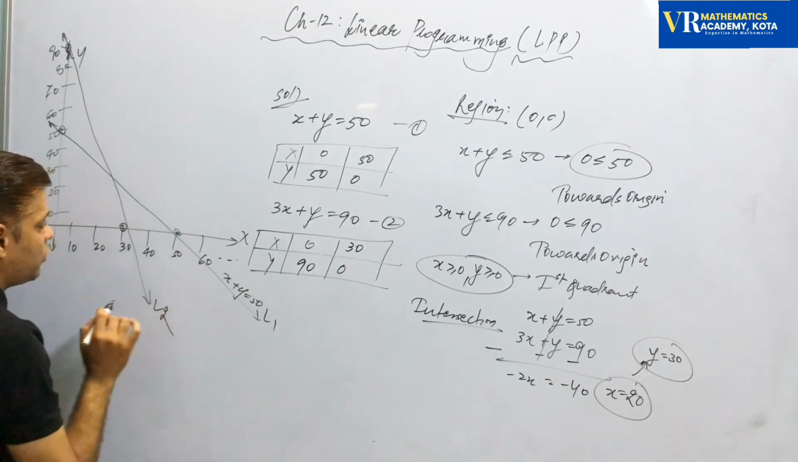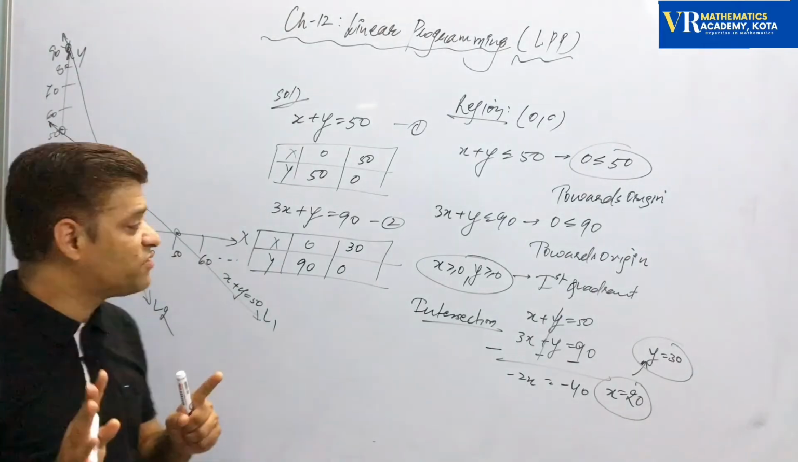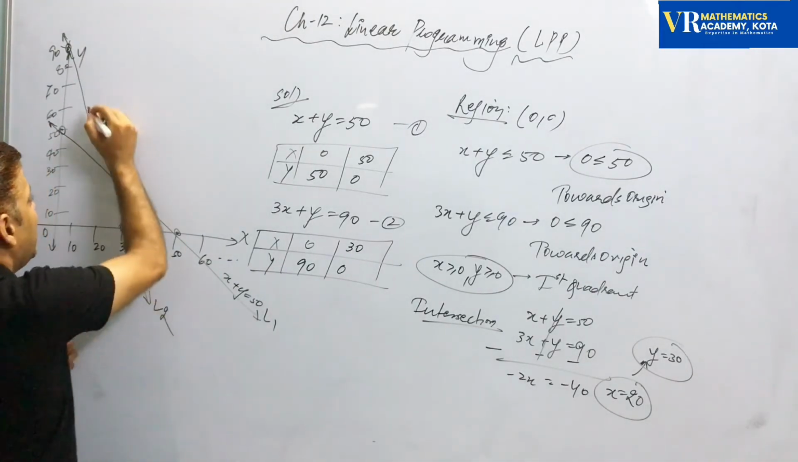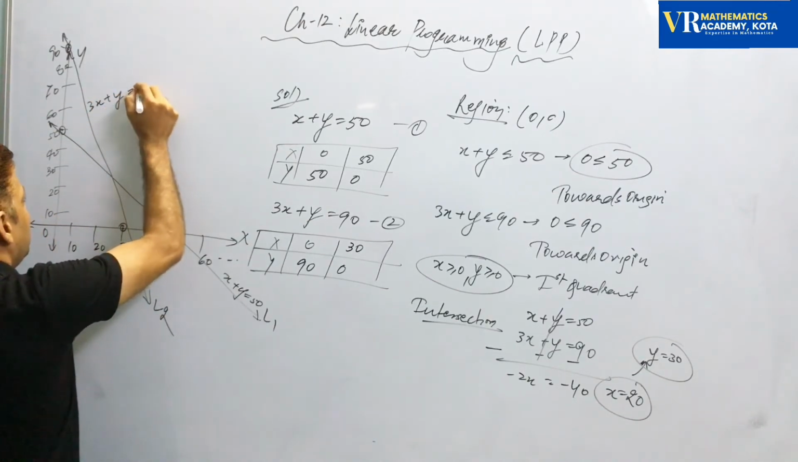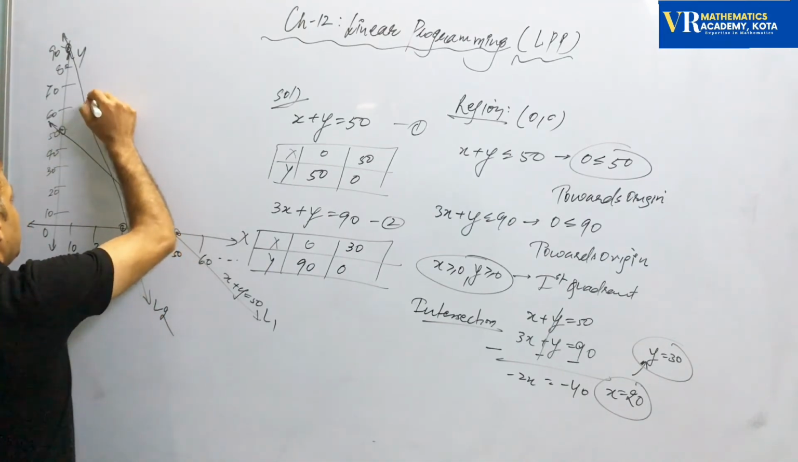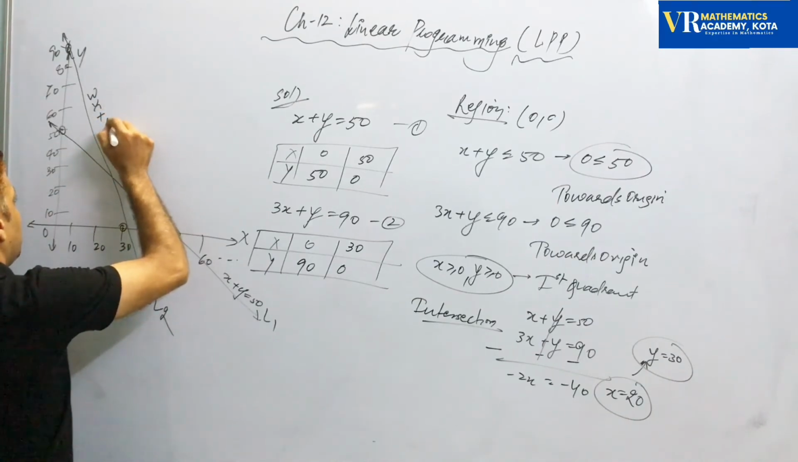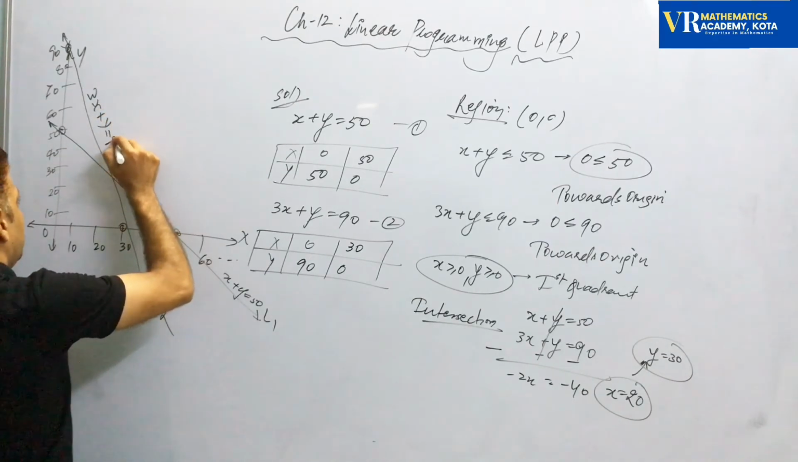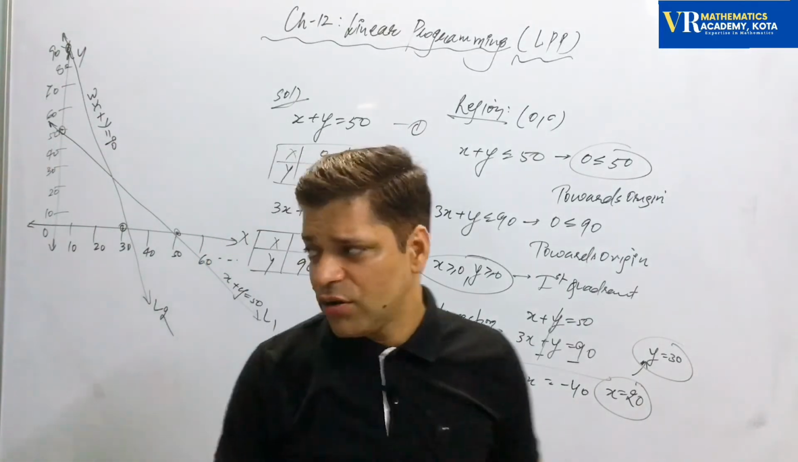You have to draw this not by freehand. You have to draw the lines through the scales properly. And the equation of this line is 3x plus y is equal to 90. You just write it down like that, 3x plus y is equal to 90. So we write down the equation of this line also.